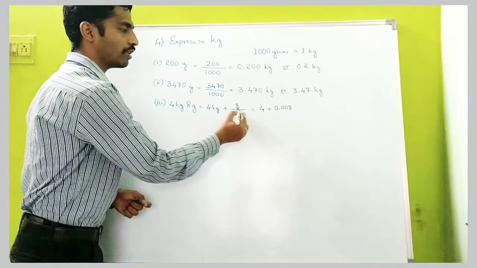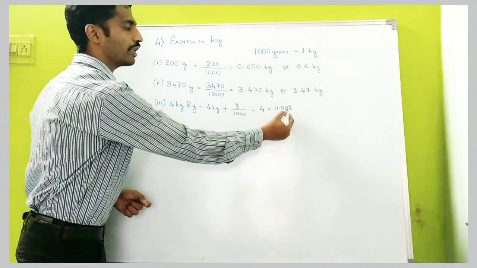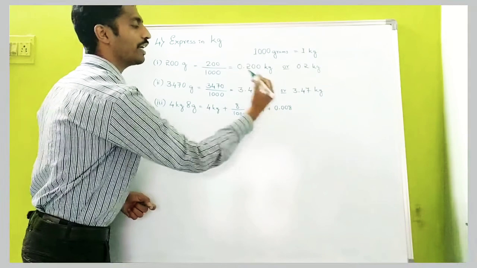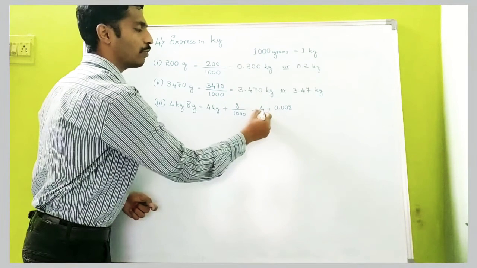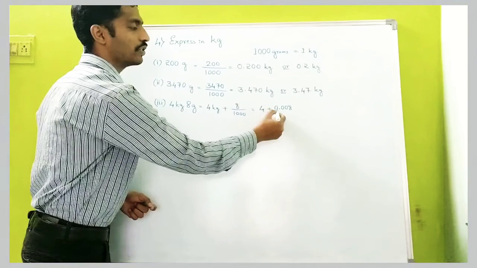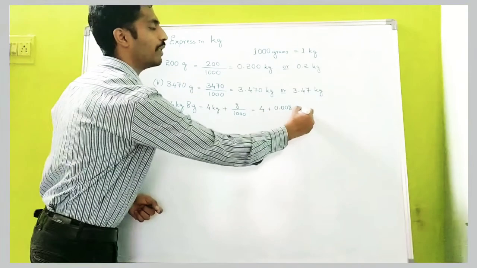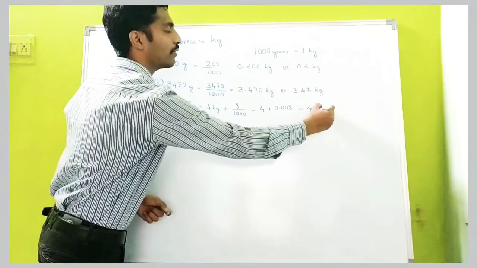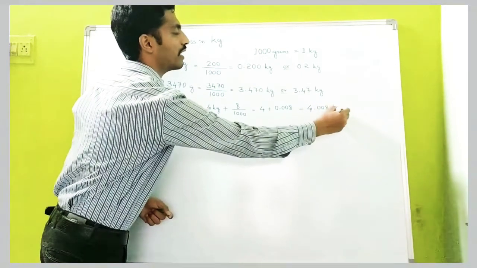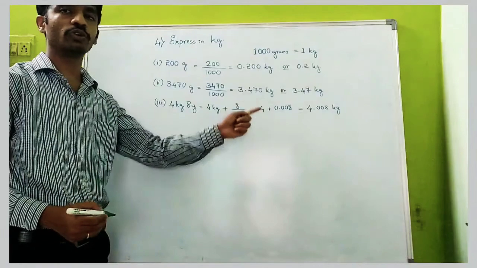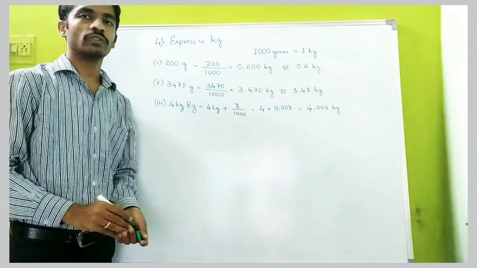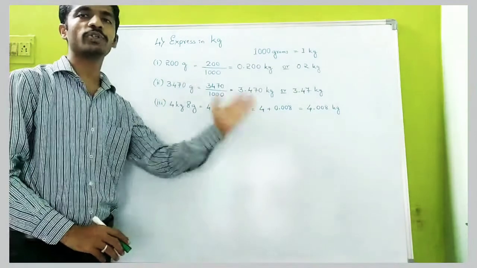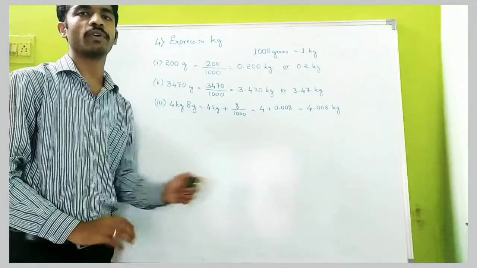Here only one number is there, so for that we will take 2 zeros. So it will be 0.008. Now if you add, here ones place is 4, here ones place is 0. So 4 plus 0 it will be 4. After that decimals are there, just keep them like that only. So this is our answer, that is 4.008 kg. So like this you have to convert the grams into kg with decimal forms.